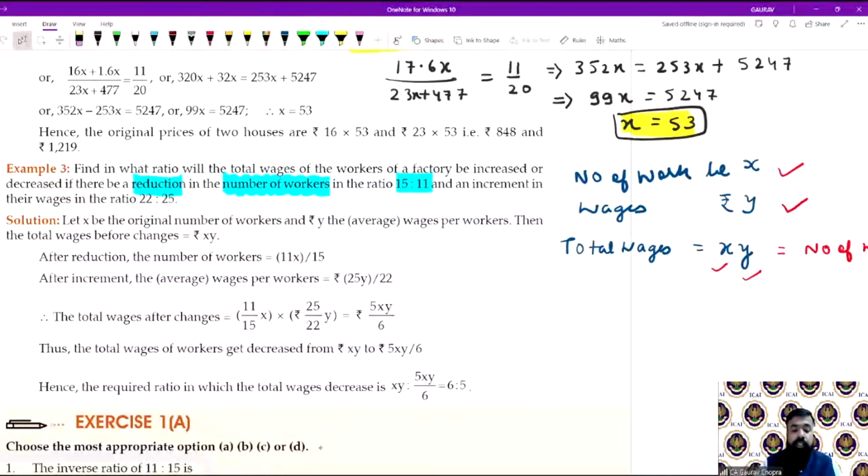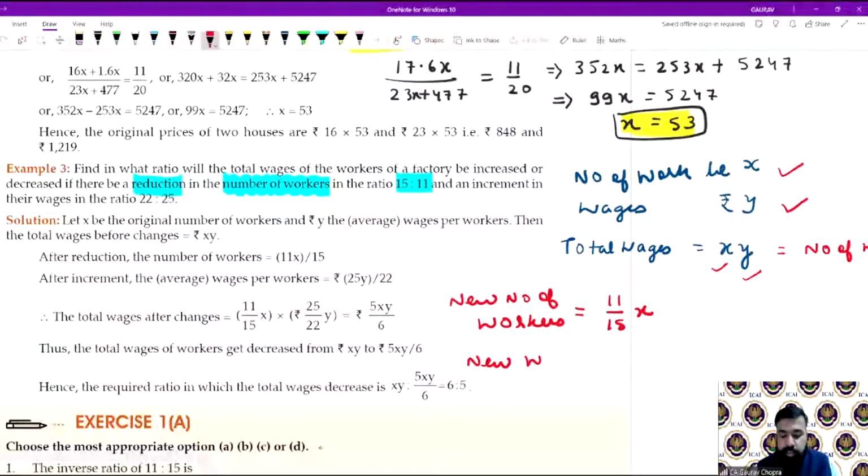The question says that there is a reduction in number of workers. So we can write new number of workers. अब कितने वर्कर्स होंगे? सो अभी हमने बोला पहले 15 थे, अभी 11 रह गए, तो we can write it as 11 upon 15x. New we have to write on top, old in denominator. New on numerator, old in denominator. So 11 upon 15x.